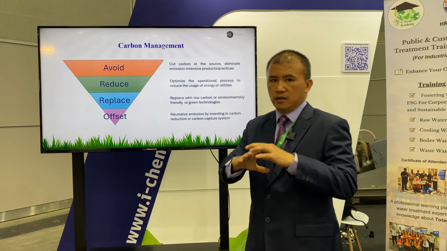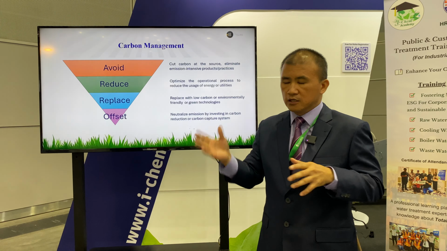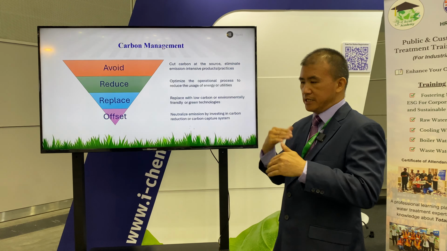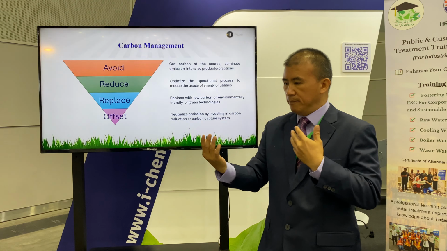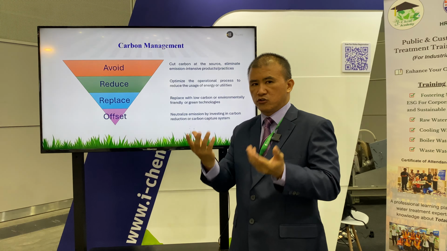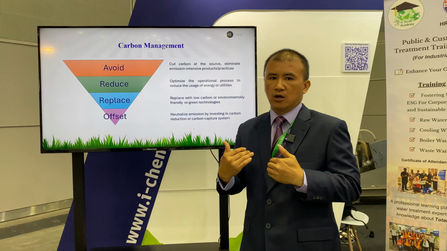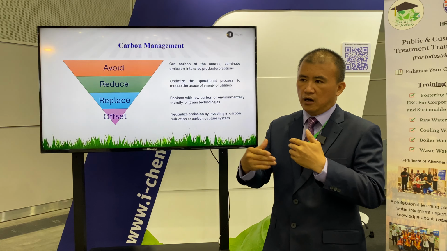And last, when levels 1, 2, 3, we cannot do again, the last is we need to offset. The offset, normally we achieve neutral emission by investing in carbon reduction or a carbon capture system. For example, we buy carbon credit. So we need to purchase some carbon credit from other sources to offset the carbon emission released from our process. Or we can use renewable energy from our plant.